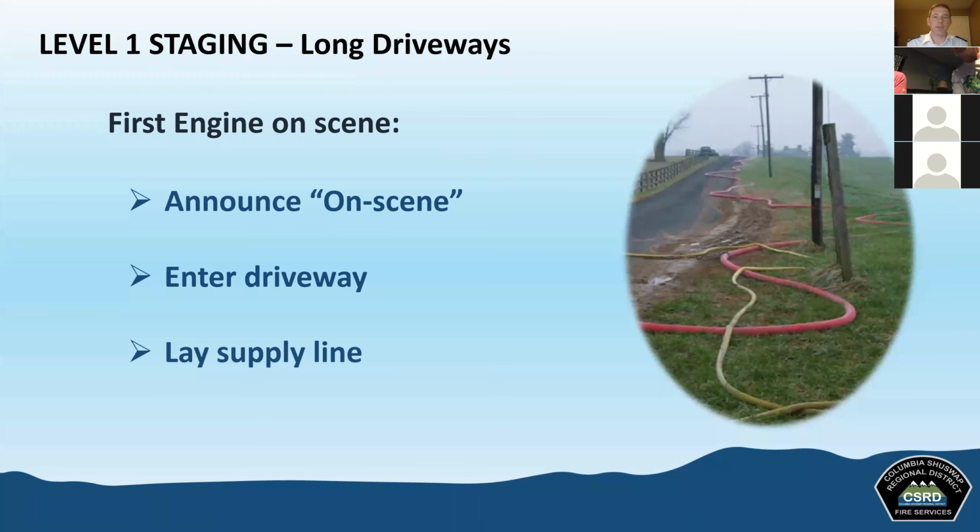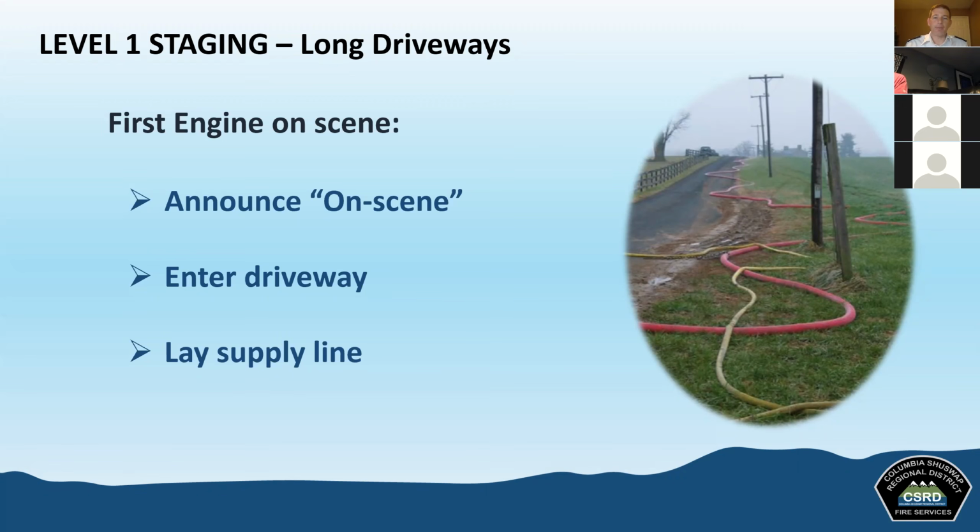So again, with these, we're going to want to announce that we're on scene with the apparatus that are going to be actually used to fight the fire. So the first arriving engine is going to have to make an approach up the driveway if they can. If they can't, you may need to park on the roadway, depending on the conditions. In the winter, you're going to have icy conditions. It's going to be very difficult to get up there.